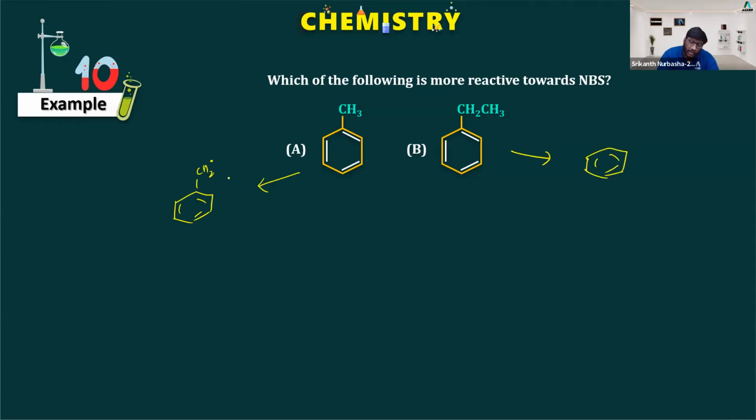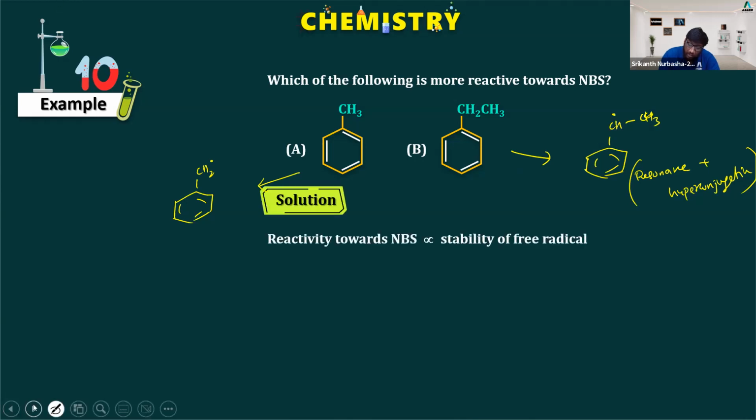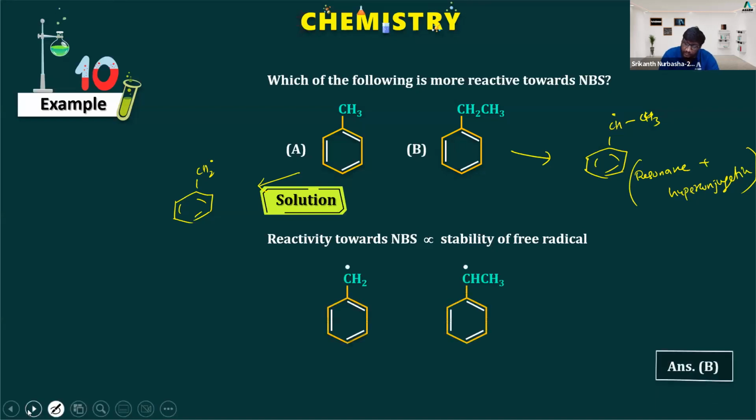Very good. In A, we have only benzylic free radical, but in B, we have CH dot CH3. So both resonance and hyperconjugation. Because of that, B is going to be more stable. Because of that, B will have greater rate towards free radical substitution reaction, that is towards NBS. Only resonance in benzylic free radical, whereas in the second type of free radical, you have resonance plus hyperconjugation.